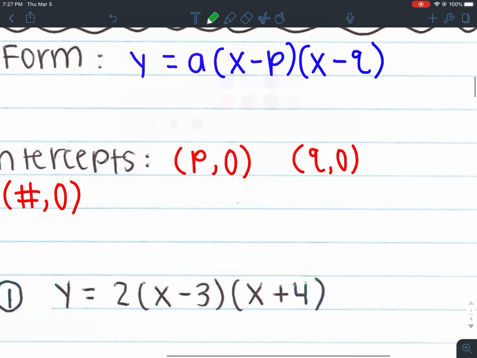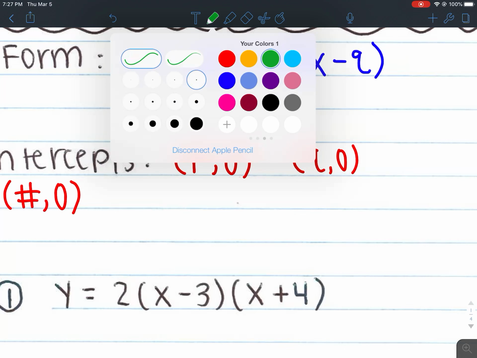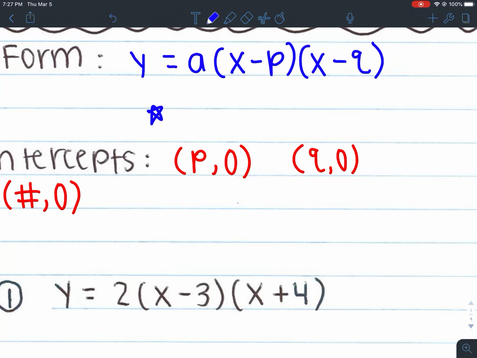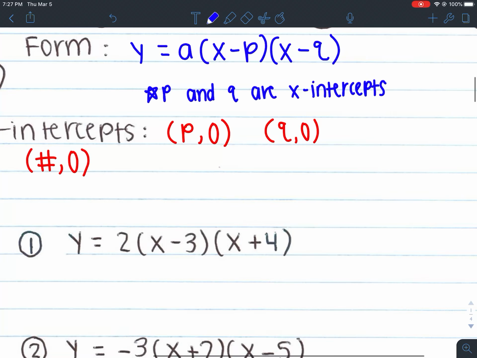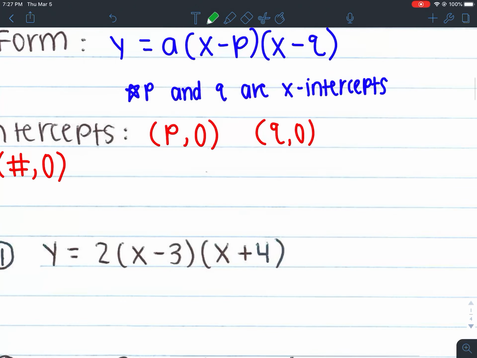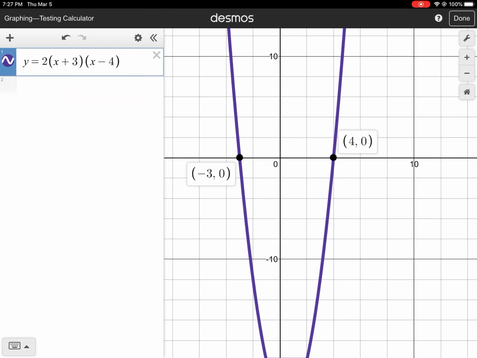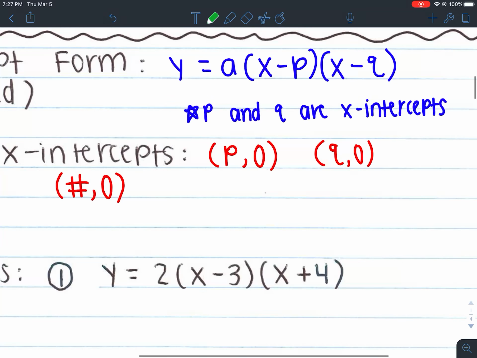Okay, now let's go ahead and make a note to ourselves that P and Q are x-intercepts. But remember, noticing what we saw on Desmos, they're opposite signs in the parentheses. The minus sign in the formula makes them opposite. So you want to remind yourself: opposite signs.